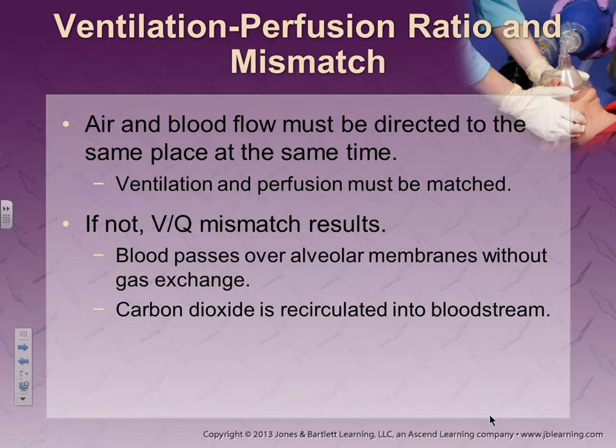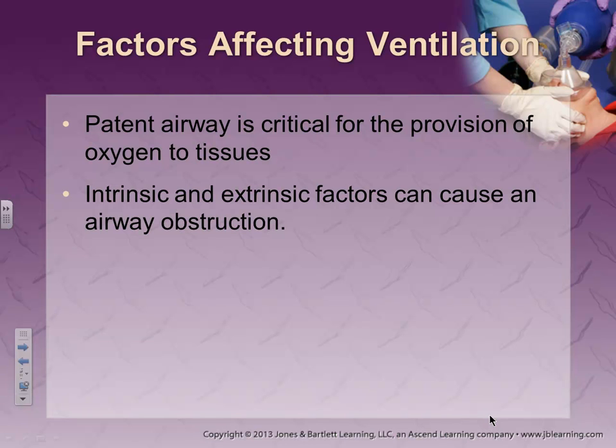So ventilation and perfusion must be matched. You need to have an open tube and you need to have a good oxygen factory, right? And obviously, you don't need anything to clog that up. So a patent airway is going to be very important, right?